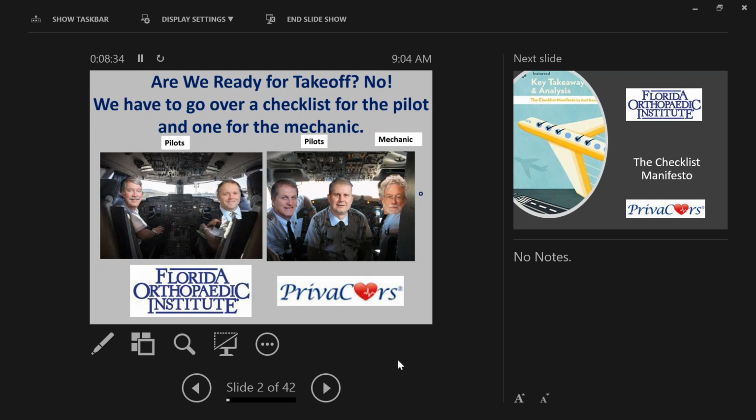Basically, we're going to talk about the analogy with aircraft, airplanes, and taking care of the aircraft, the checklist, and getting off the ground, and how that can be comparable. Are we ready for takeoff? No, we have to go over a checklist for the pilot, and there's one for the mechanic.